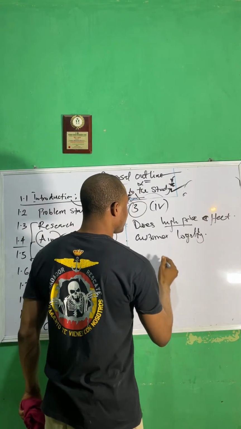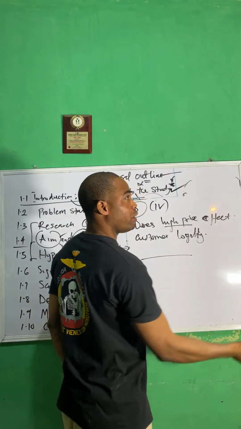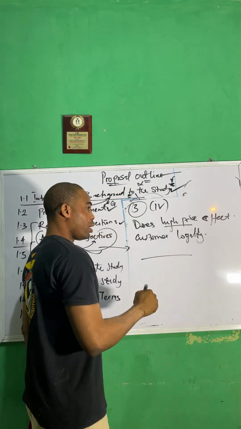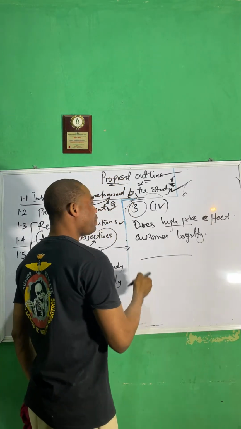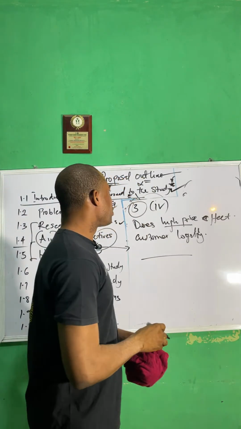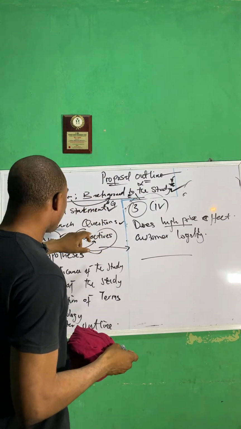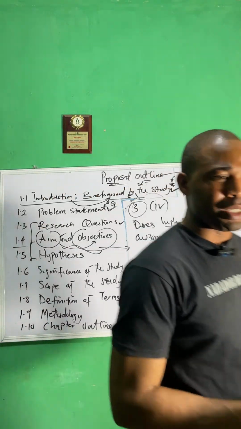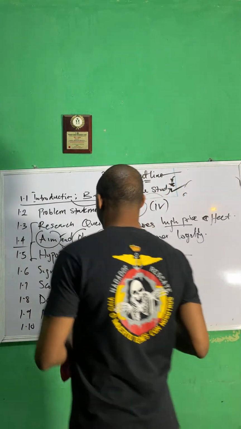To analyze the effect of customer satisfaction on customer loyalty. To analyze the influence of payment system on customer loyalty. You can see that what I've been saying from the background to the study is going in line with the statement of the problem, in line with the research question, and in line with the aim and objective.